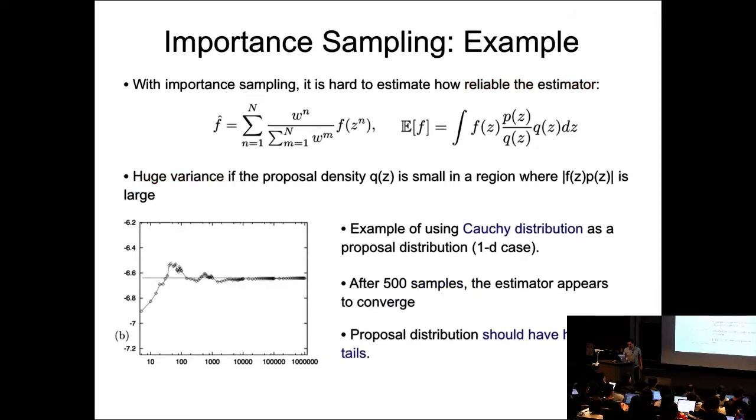And this is an example of using a Cauchy distribution as a proposal, in which case after 500 samples you're basically converging. The reason why I'm pointing this out is that when you're looking at offline policy evaluation, which we'll see right now, you have to be very careful what distributions you're choosing and how you're actually handling it. Okay? Because these estimators can be very, very unreliable.